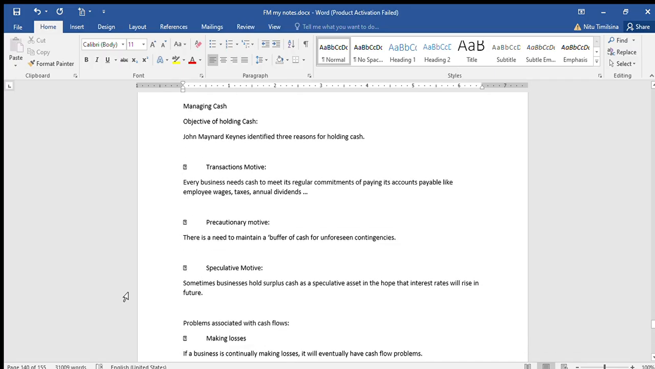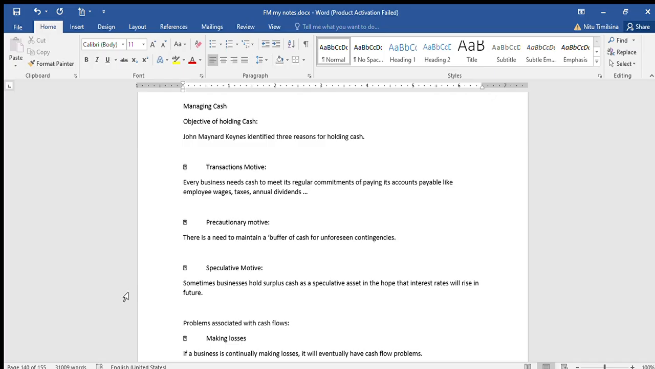Okay. Managing cash. Objective of holding cash. John Maynard Keynes identified three reasons for holding cash: transaction motive, precautionary motive, and speculative motive. Transaction motive: every business needs cash to meet its regular commitments of paying its account payable, like employee wages, taxes, and dividends. Precautionary motive: there is a need to maintain a buffer of cash for unforeseen contingencies.